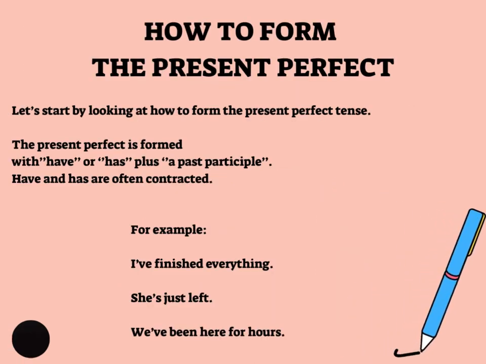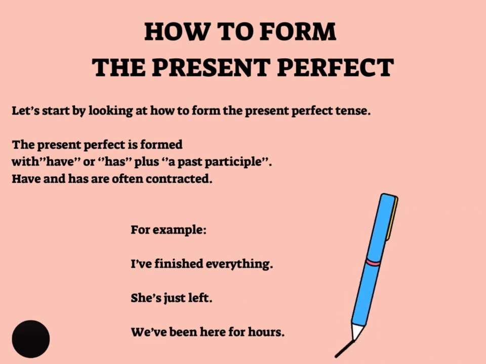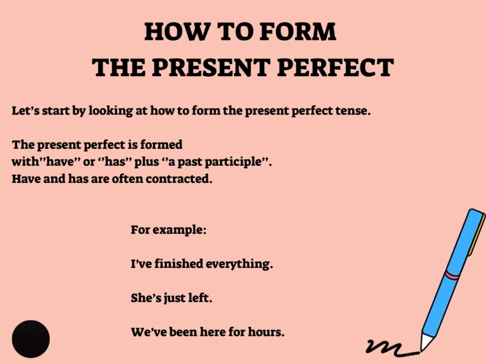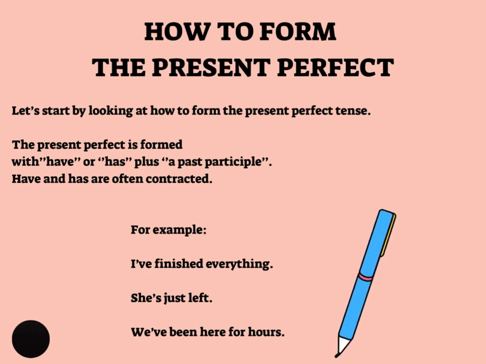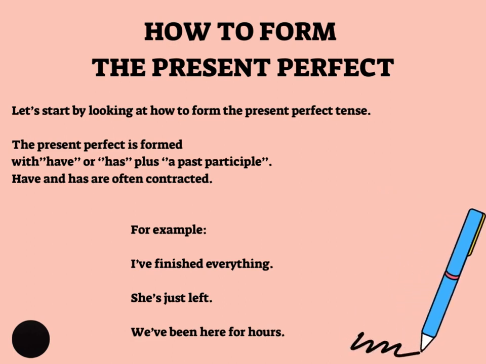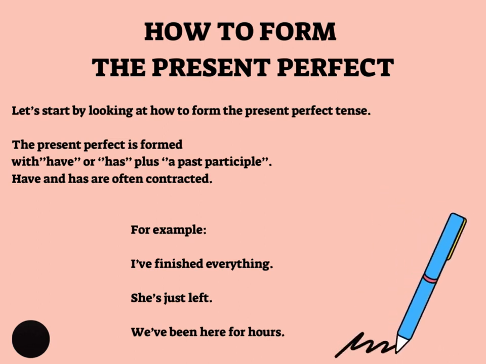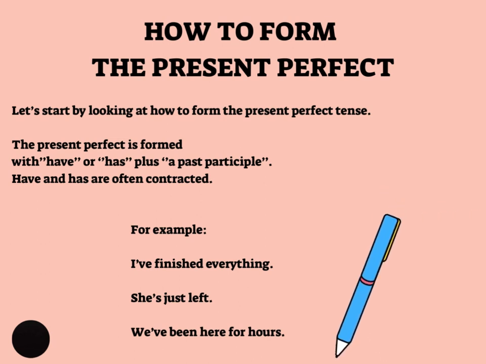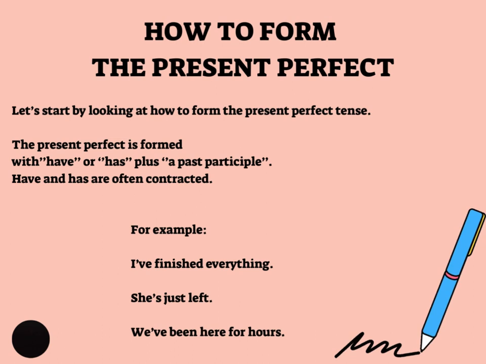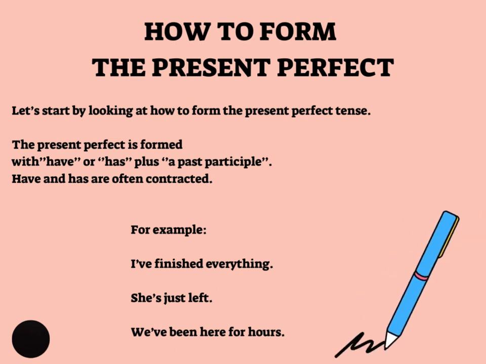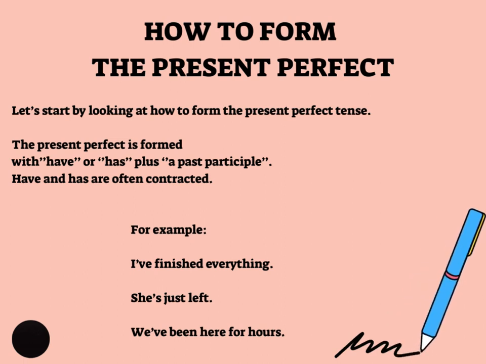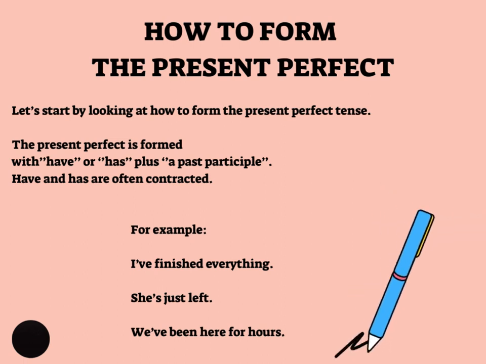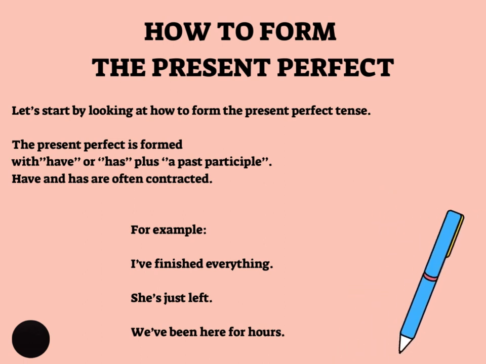Yes, how to form the present perfect. Let's start by looking at how to form the present perfect tense. The present perfect is formed with have or has plus a past participle. Have and has are often contracted. For example, I've finished everything. She's just left. I've been here for hours.